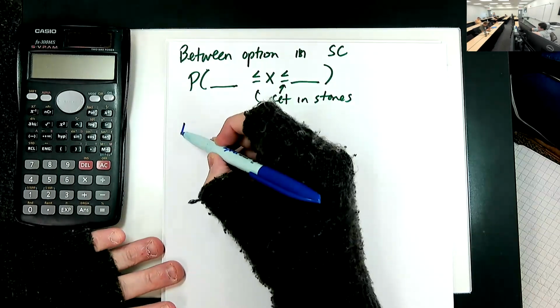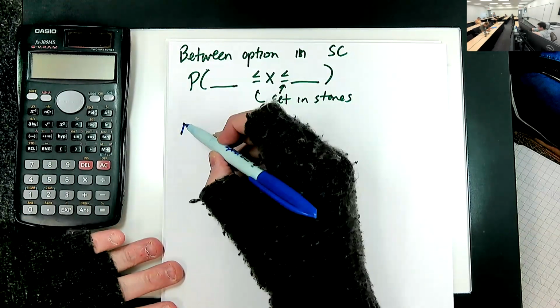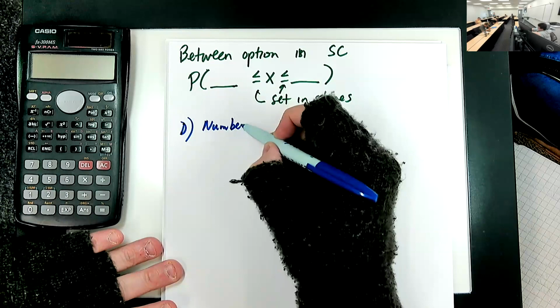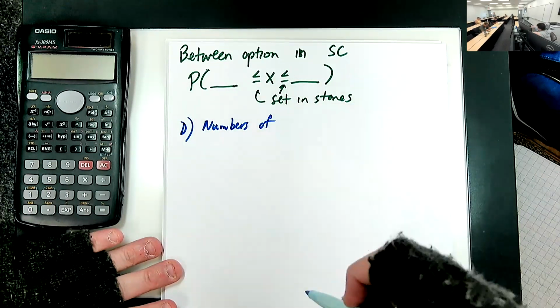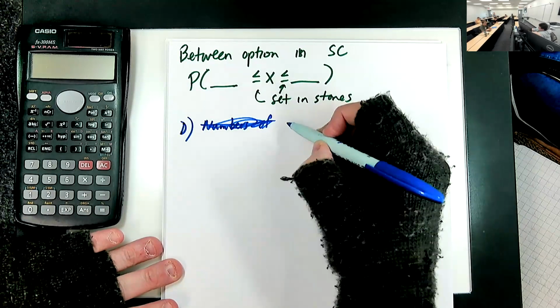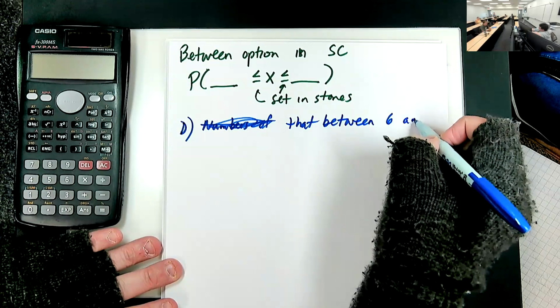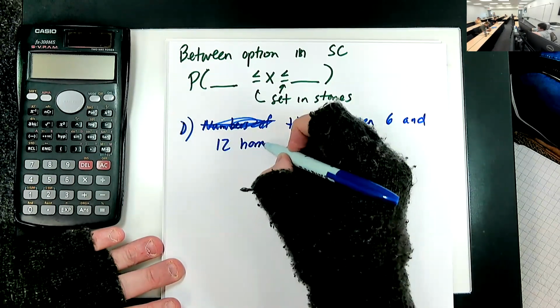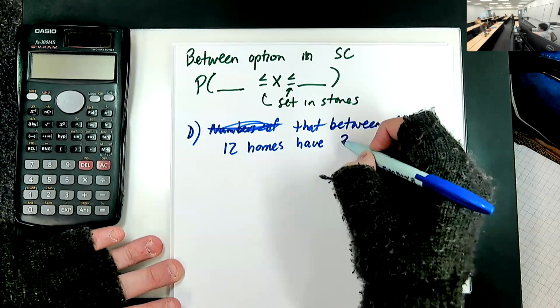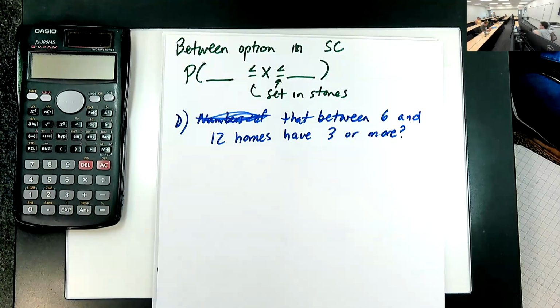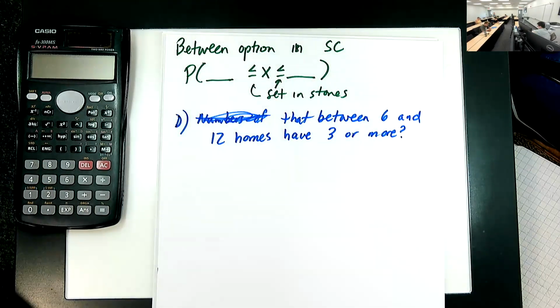So if I say number of homes, let's say my next one is D. I think the next letter is D. The probability that between 6 and 12 homes have 3 or more. Wait, what is the, you say probability that between 6 and? Yeah.